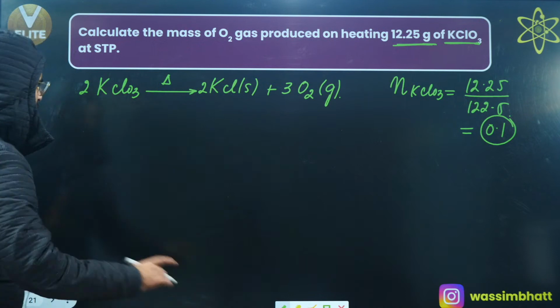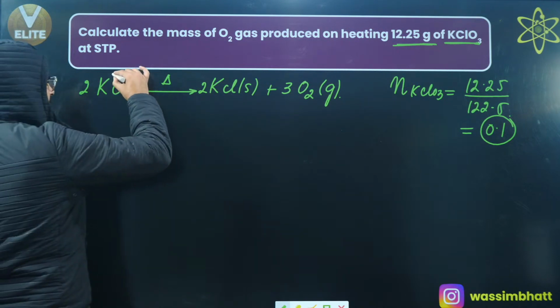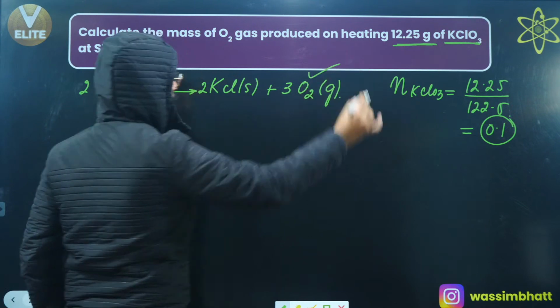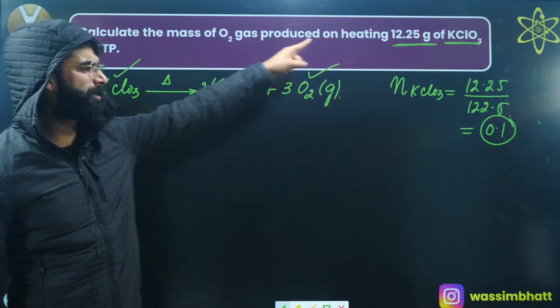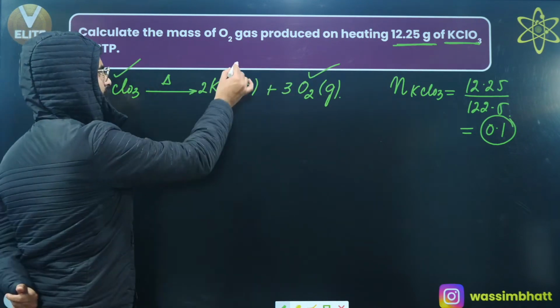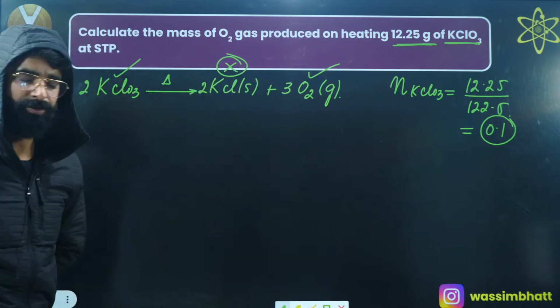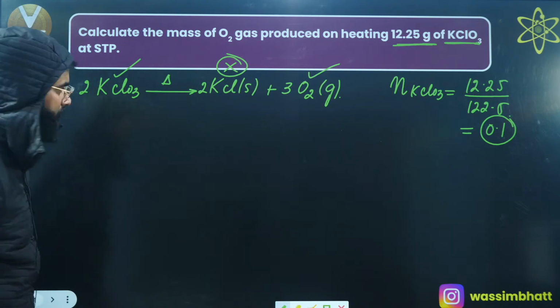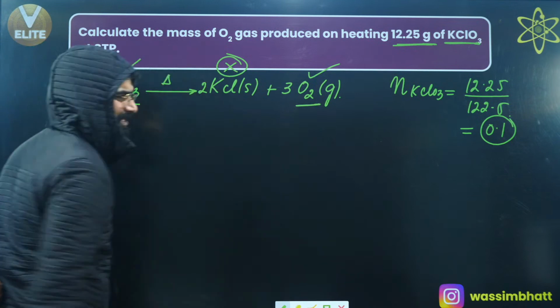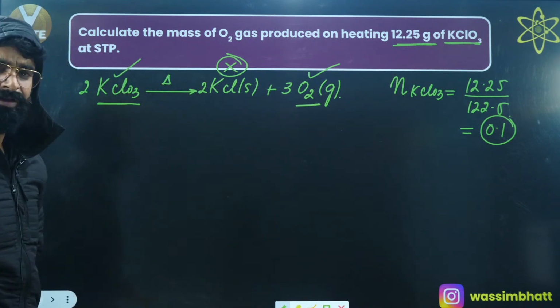Now have a look. I am given the mass of KClO3, and I'm supposed to calculate the mass of O2. That means I've got nothing to do with this KCl, right? Now, just relate KClO3 with oxygen. Just relate their stoichiometry.